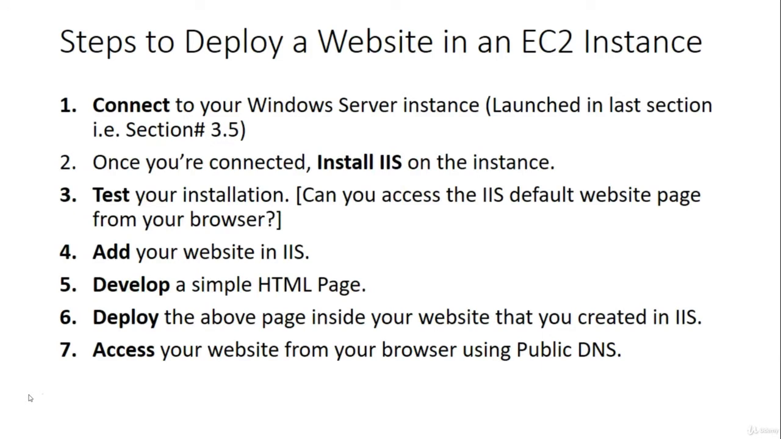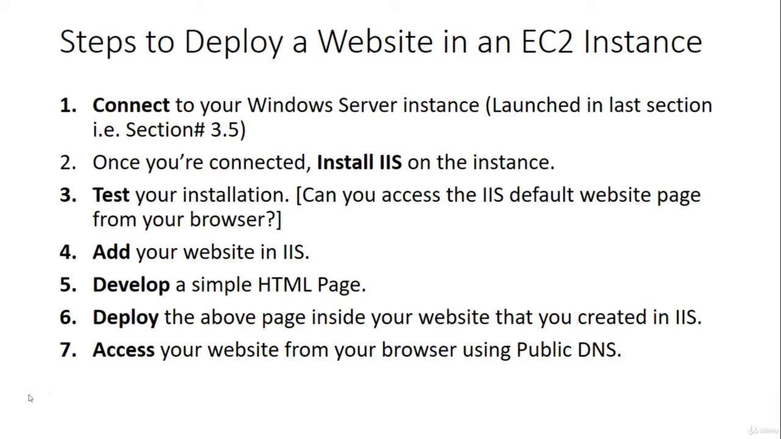Steps to deploy a website in an EC2 instance. First, connect to your Windows Server instance, the one which you launched in the last section. Once you are connected, install IIS on the instance. IIS is Internet Information Services. This is a web server provided by Microsoft for Windows Server. Test your installation. That is, can you access the IIS default website page from your browser? If it's yes, the installation is successful.